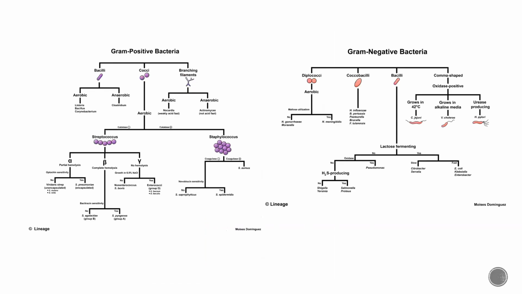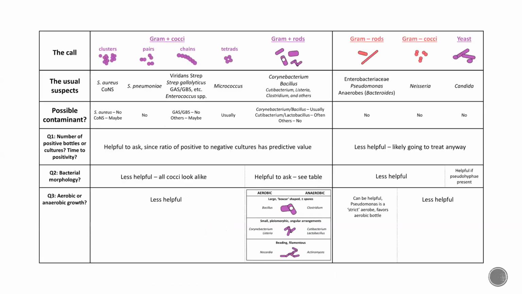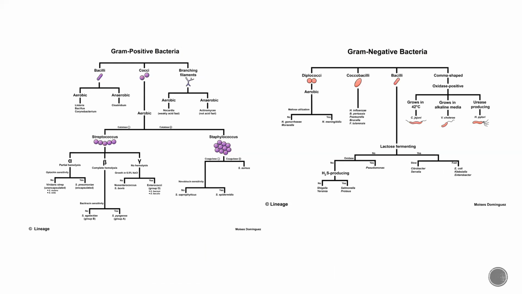Okay, next. These are basic sciences, which is what is gram-positive bacteria and gram-negative bacteria. You can read this later. But basically, there is gram-positive aerobic and gram-positive anaerobic, and there is gram-negative aerobic and gram-negative anaerobic. So if you remember this.